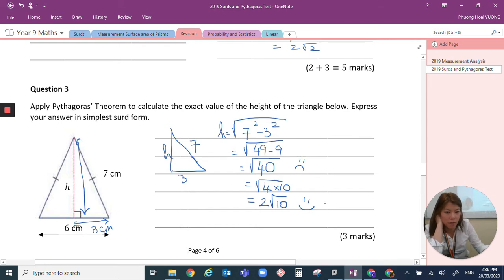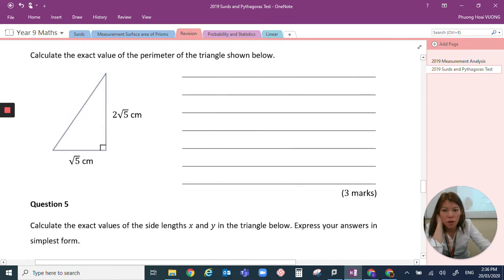Oh, yes, I lost half a mark. Thank you. Hi. We have centimeters. That's it. Question 4. Calculate the exact value of the perimeter below.